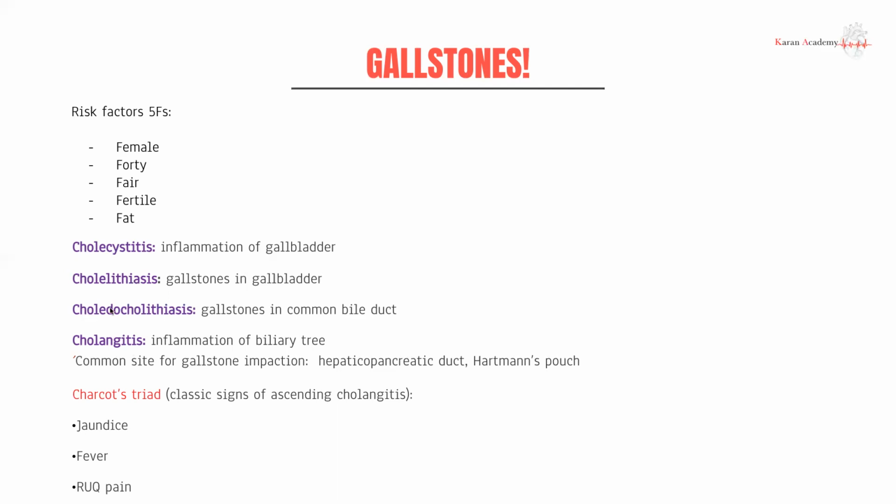You then have choledocholithiasis, which is where the gallstone is particularly stuck in the common bile duct. And cholangitis is a clinical condition that is because of infection and inflammation of the biliary tree. That presents with a whole bunch of triad features. That is called Charcot's triad. It presents with a triad of jaundice, fever, and right upper quadrant pain. And that is typical of ascending cholangitis.